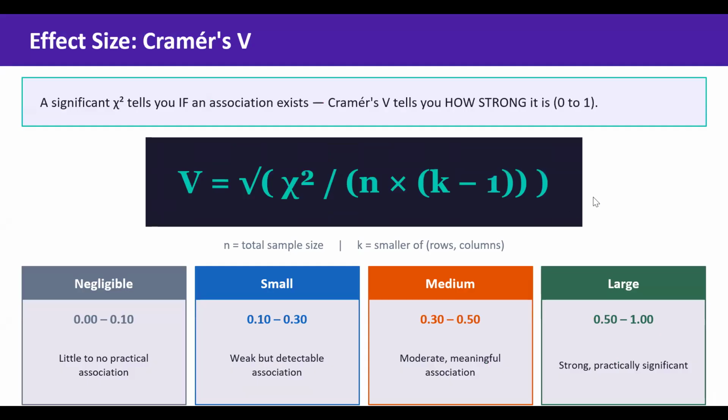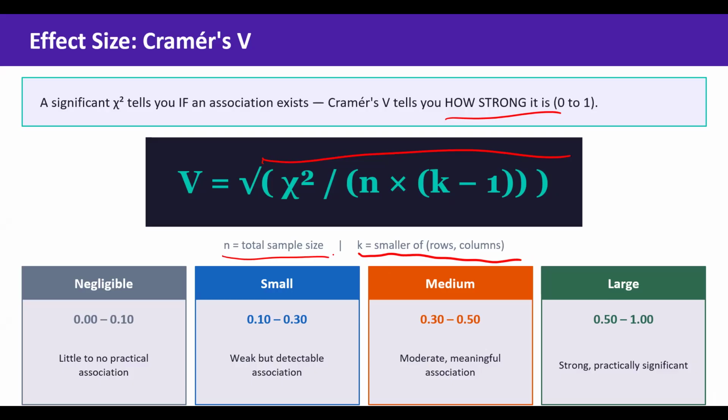And also, effect size is called Cramer's V test. Basically, a significant chi-square tells us if the association exists, right? Meaning if the test is significant, then we still need to see how strong it is. So we can use this formula, Cramer's V equals square root of chi-square divided by n times k minus 1. K is the smaller of the rows or columns. N is the total sample size.